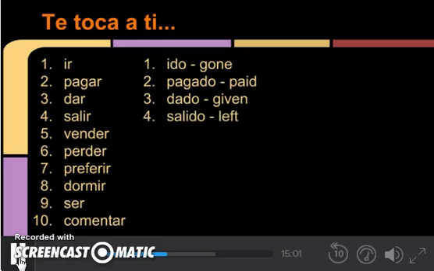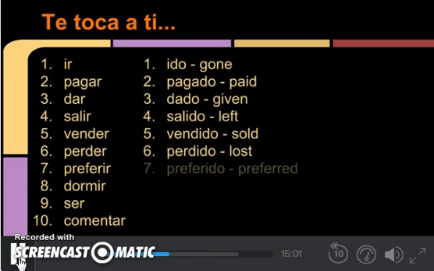Salir, chop off the IR, add ido, salido, left. Vender, vendido, sold. Perder, perdido, lost. Preferir, preferido, preferred. Dormir, regular, dormido, slept.